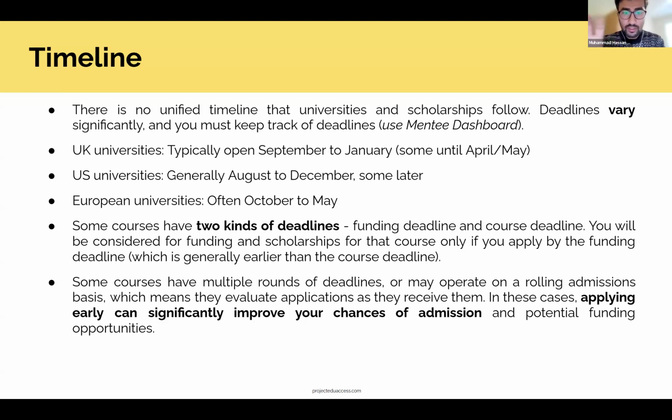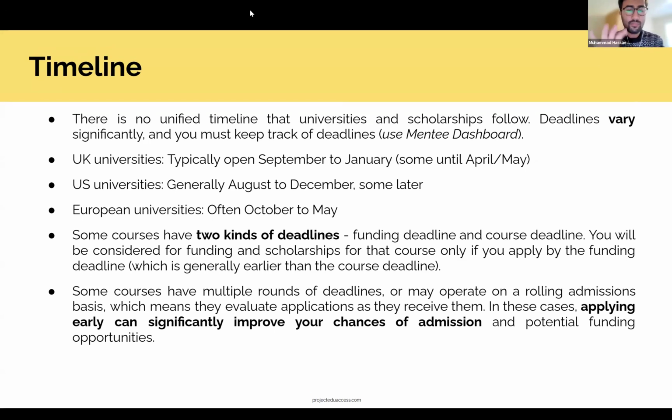The best thing you could do for your graduate application is to start as early as possible. The earlier you start, the better it would be for you, because usually the funding deadline comes prior, and for the course maybe you could apply till January 15th. But in order to be considered for funding, they would give you a deadline, like apply by December 1st to be considered for funding. So keep that in mind.